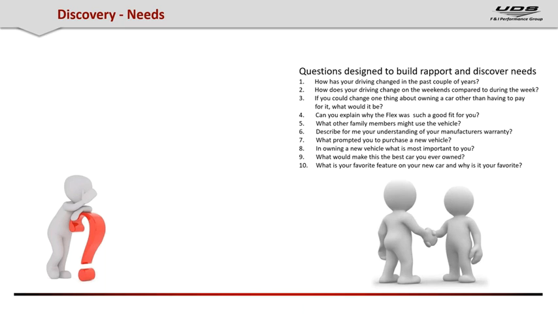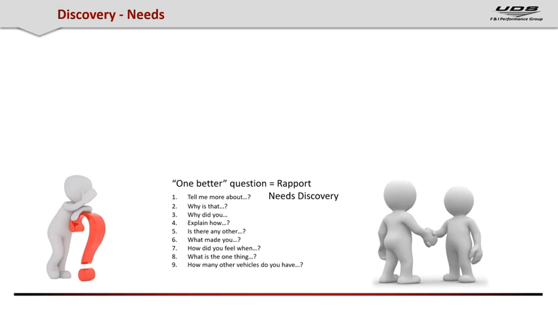Now we can get into what I like to call one better questions. And those really get good. We say to the customer, if you could change one thing about owning a vehicle, what would it be? Paul, if you could change one thing about owning a vehicle, what would it be? I wouldn't have to maintain it. Oh, really? That's interesting. Tell me a little bit more about that. Why did you pick that?